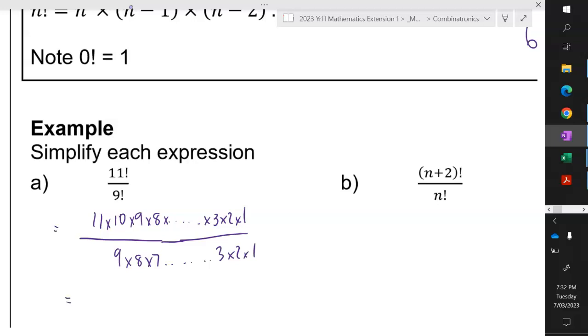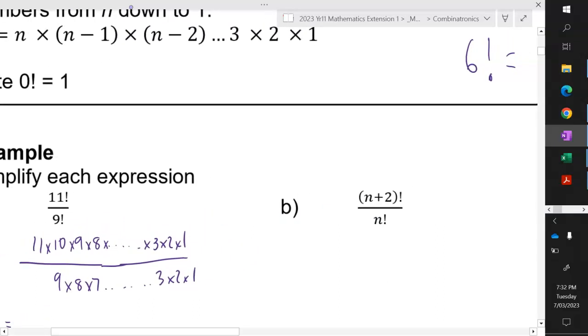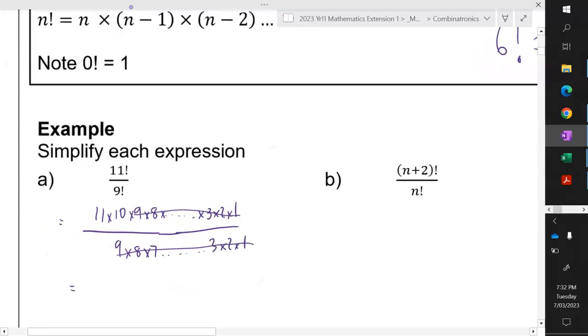And what's great about writing them out like this, we can actually see what's happening. So when we divide these out, what we've got in common is the 11 factorial and the 9 factorial both have 9 all the way down to 1 on both of them. So what we can do is basically cross out this one with this one. They're cancelling each other out.